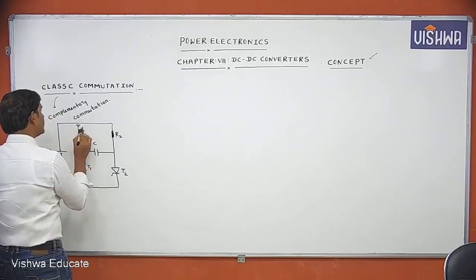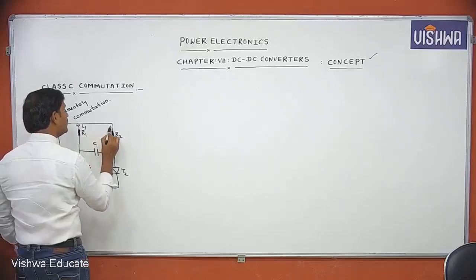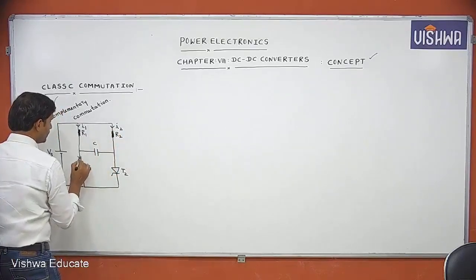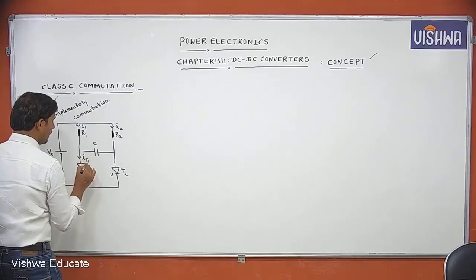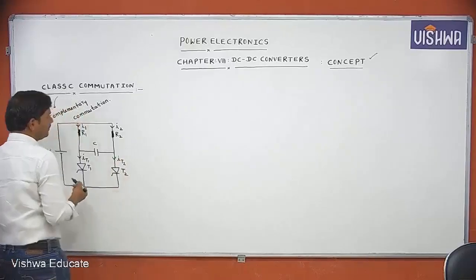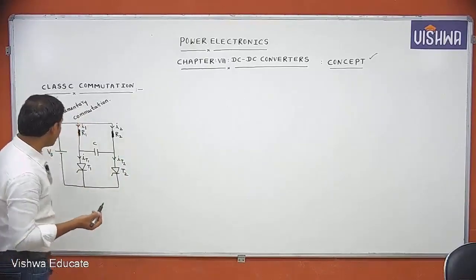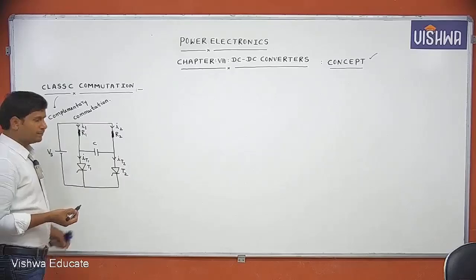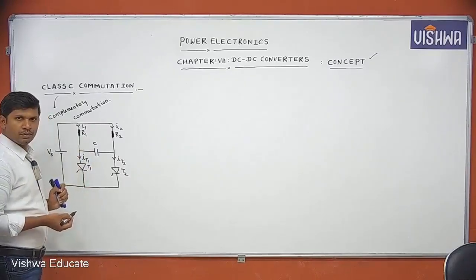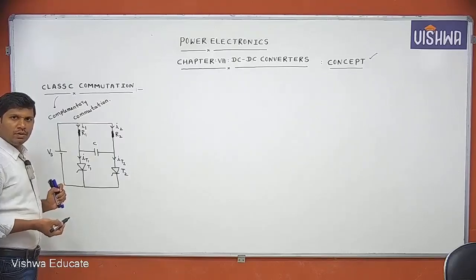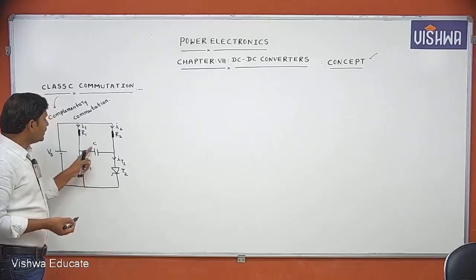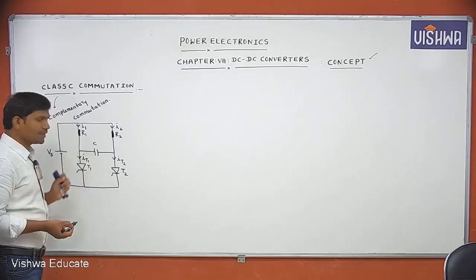Let this current be I1 and this current be I2. And this current is IT1. Let's assume that initially there is no charge in the capacitor. With that assumption only, we'll start the operation of this circuit.